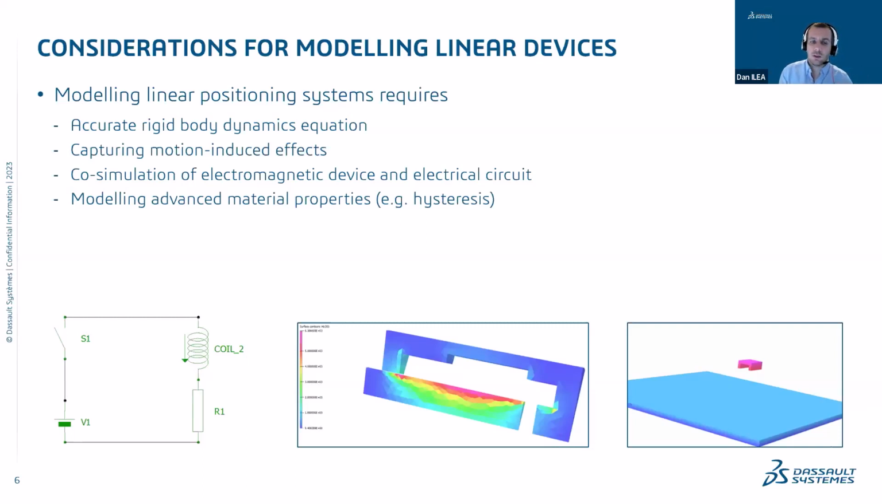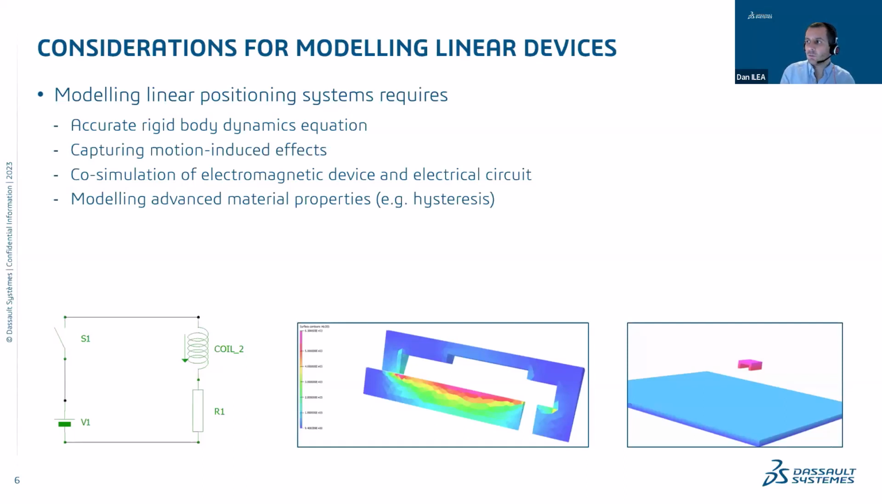Co-simulation. For the majority of these kinds of devices, we are talking about the control strategy and the electric circuit which drives the current, and there is often a very close relationship between the control strategy, the position at which we are, and maybe limits on the currents and things like that. So we have to co-simulate the electromagnetic analysis and the circuit at the same time.